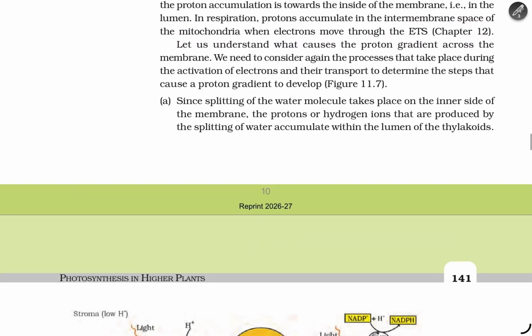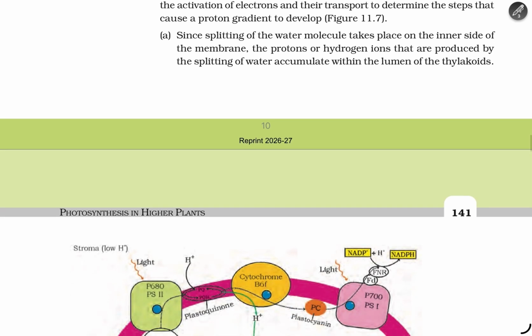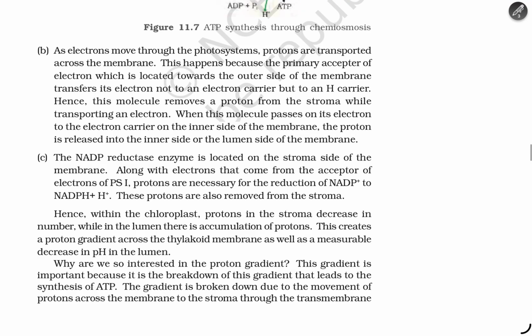Let us understand the cause of the proton gradient across the membrane. We need to consider again the processes that take place during the activation of electrons and their transport, to determine the steps that cause a proton gradient to develop. Since the splitting of water molecules takes place on the inner side of the membrane, the protons, or hydrogen ions, that are produced by the splitting of water accumulate within the lumen of the thylakoids.